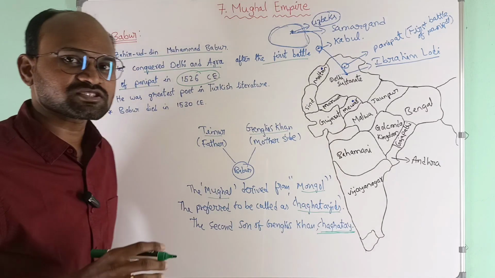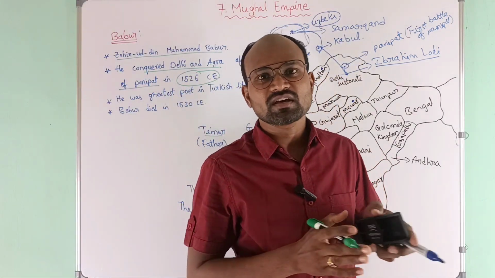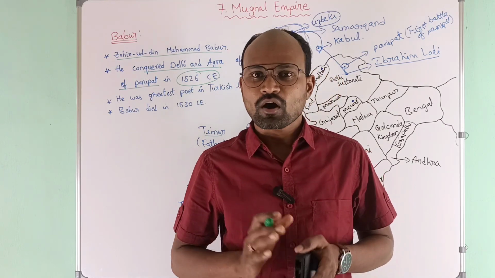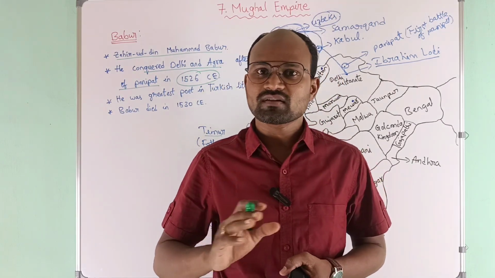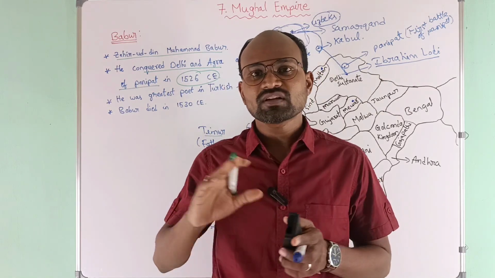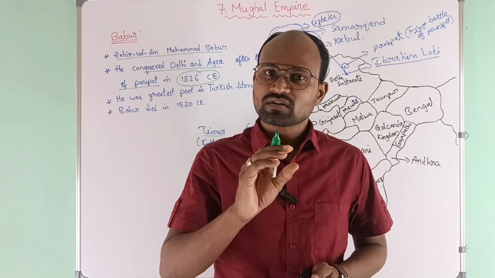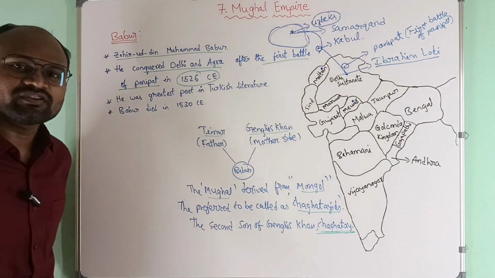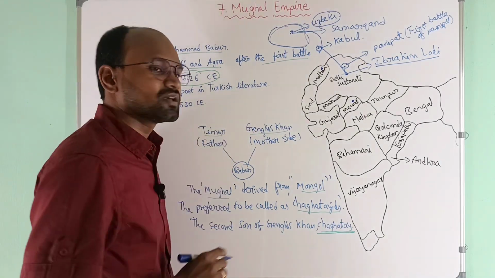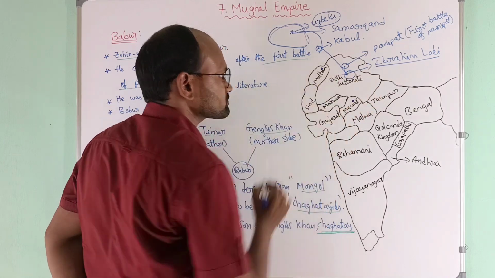So that's how he established the Mughal Empire. The Mughal Empire started in the year 1526 CE after the end of the Delhi Sultanate. The end of the Delhi Sultanate is the beginning of the Mughal Empire. After defeating Ibrahim Lodi in the Battle of Panipat, he occupied Delhi and Agra.